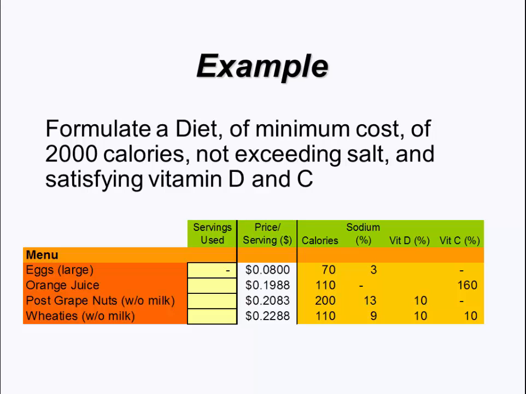So we're going to write this linear program. And the first thing we want to do is figure out what our goal is. What is our goal in this problem? We want to formulate the diet, but is that our objective? Minimize cost. That's our goal. Our goal is to minimize cost.